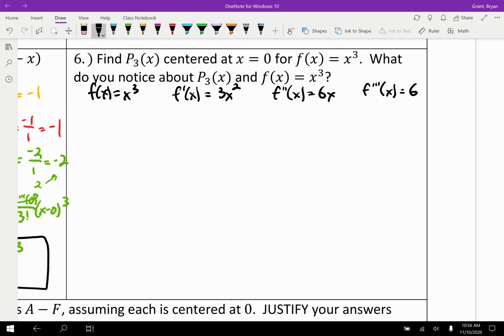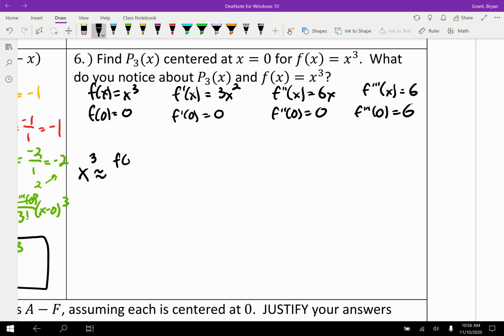Cool. And then we need to evaluate each of these at 0. So f of 0, well, that's 0. F prime of 0, that's also 0. This is turning out to be a fun function. 0, f triple prime, hallelujah, we didn't get 0, we got 6. Okay, so we're going to say that x cubed can be approximated. Same pattern again. Keep writing it. The more you write it, the more you're going to remember it, right?